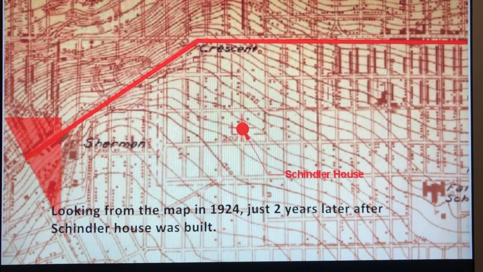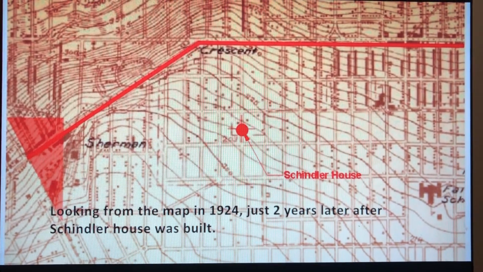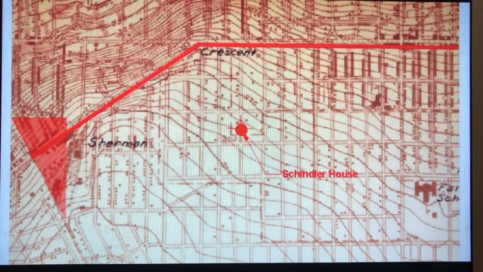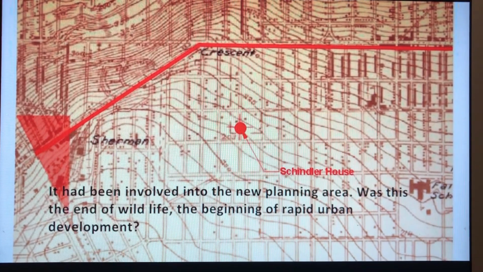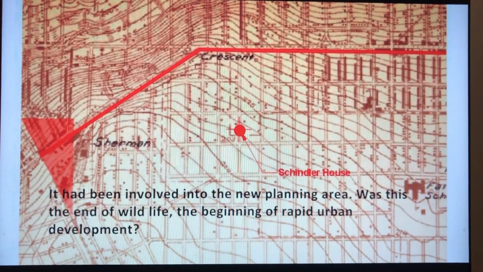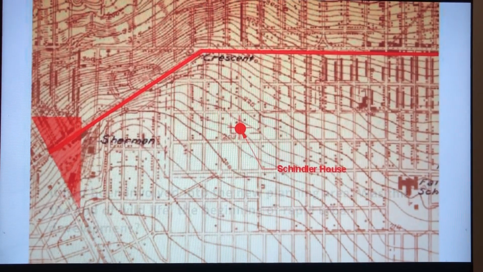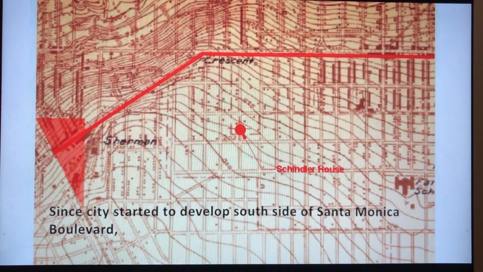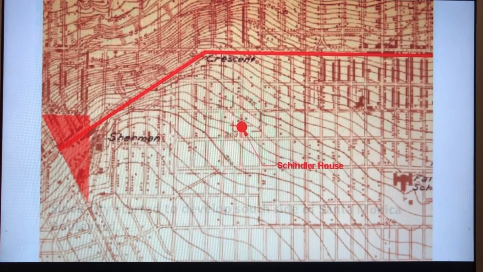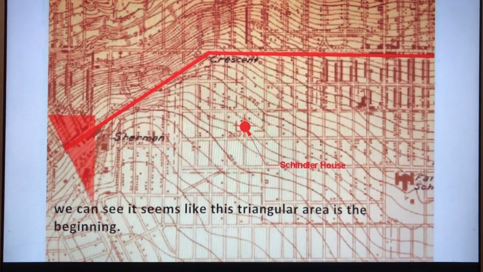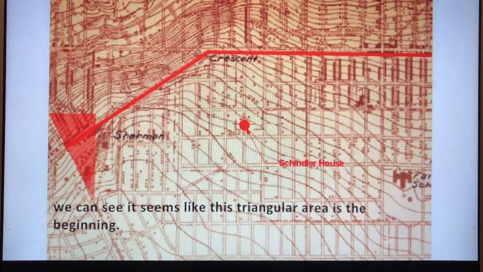Looking at the map in 1924, just 2 years after Schindler House was built, it had evolved into a new planning area. It was the end of the wilderness and the beginning of rapid development, since the city started to develop the south side of Santa Monica Boulevard, and we can see the triangular area is the beginning.